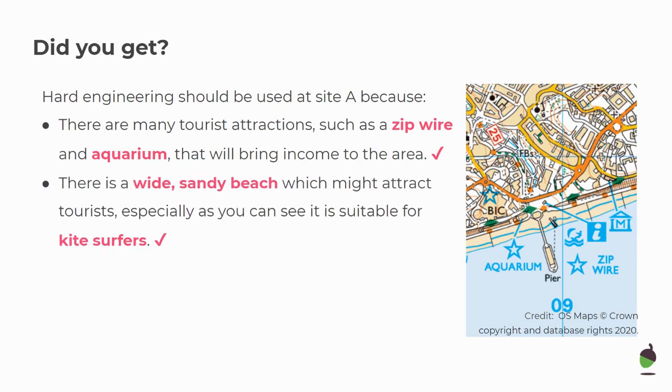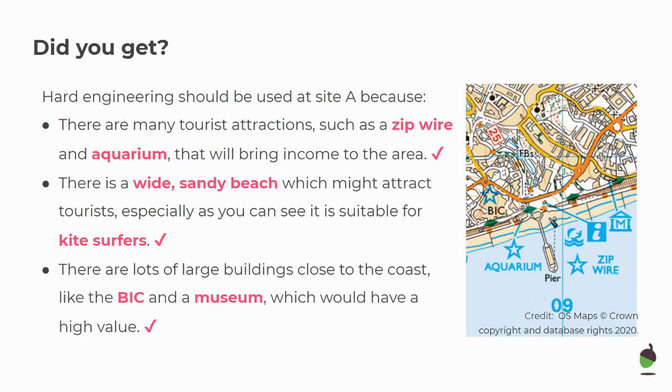There is a wide sandy beach which might attract tourists, especially as you can see it's suitable for kite surfers. There are lots of large buildings close to the coast like the BIC and a museum, which would have a high value. So the bits in pink are the evidence, things you can specifically see off the map. I've given you 3 ideas, you only needed 2. Feel free to pause the video if you want another closer look.